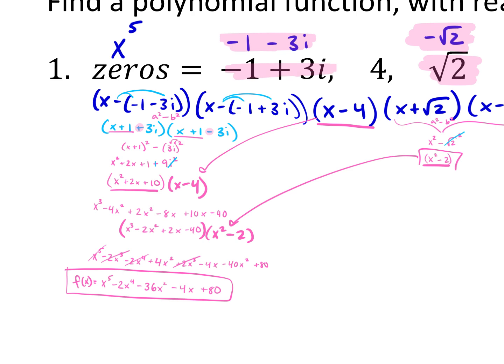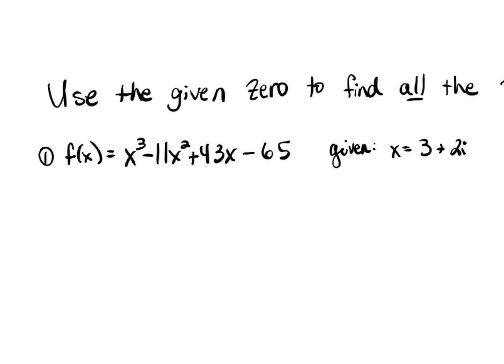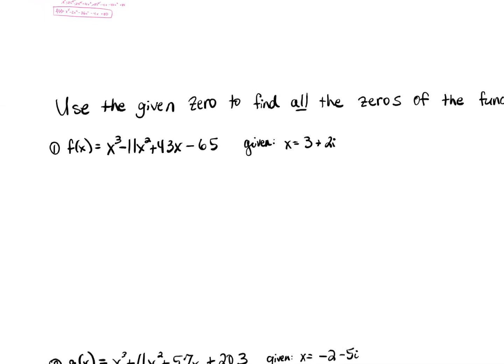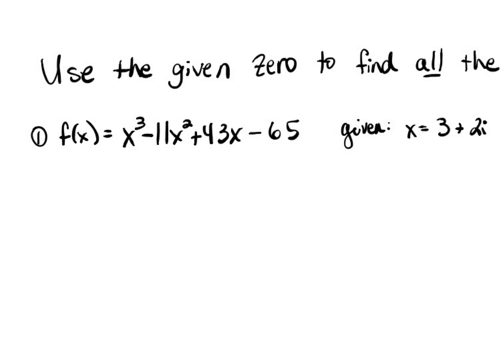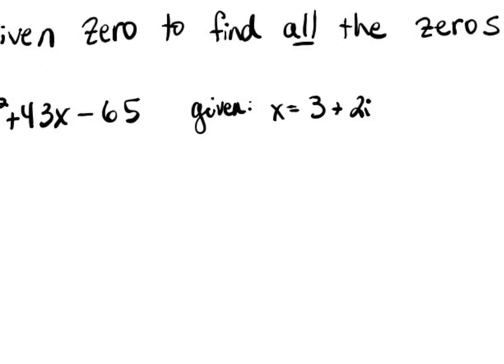All right, let's take a look at number 1 in the next part. It says, use the given 0 to find all the zeros of the function. So we're given that 3 plus 2i is a 0. We know that its conjugate pair is also a 0, so that means 3 minus 2i is a 0.